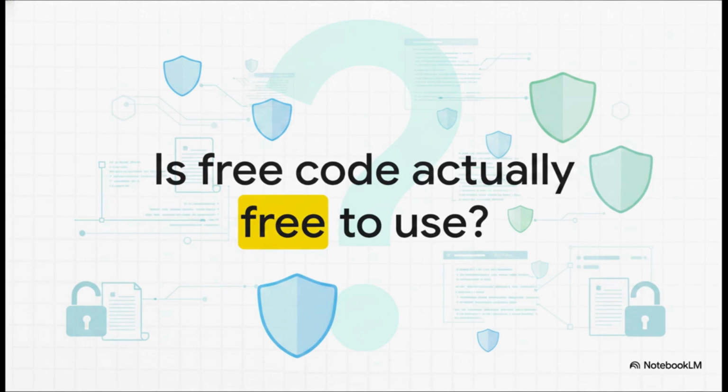See, there's this huge misconception that just because code is published out in the open, it's completely free to use however you want. Honestly, that's just false. Without a license, code technically stays under full copyright protection. Nobody has the legal right to copy or modify it. But the exact moment a developer attaches an open source license, they formally grant you permission. That document is your legal safety net.